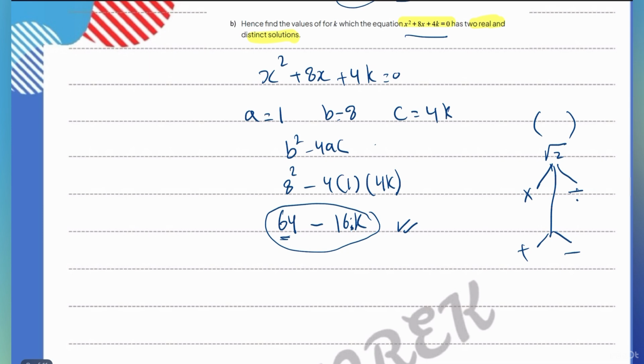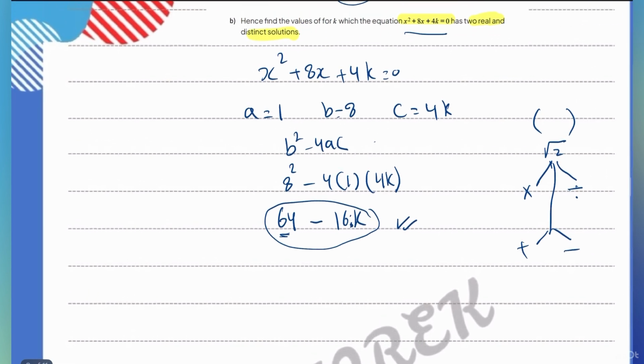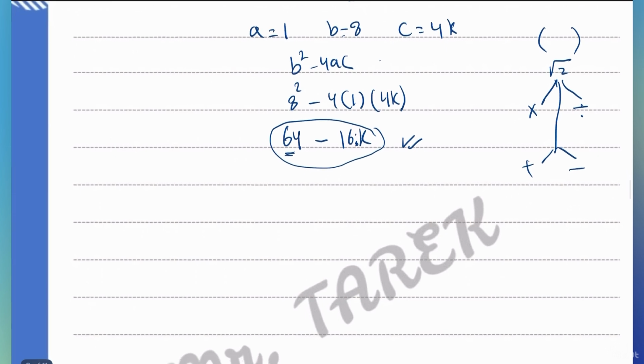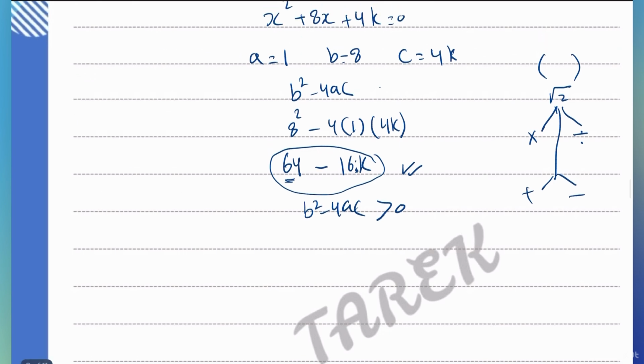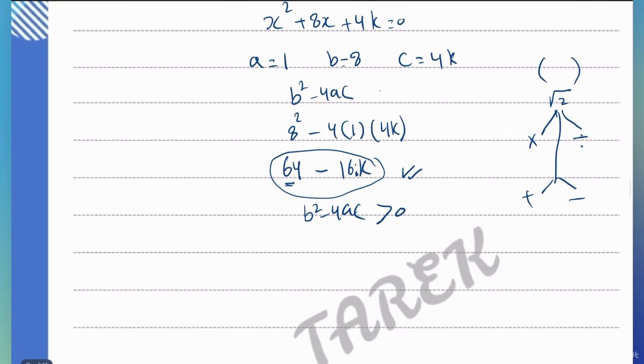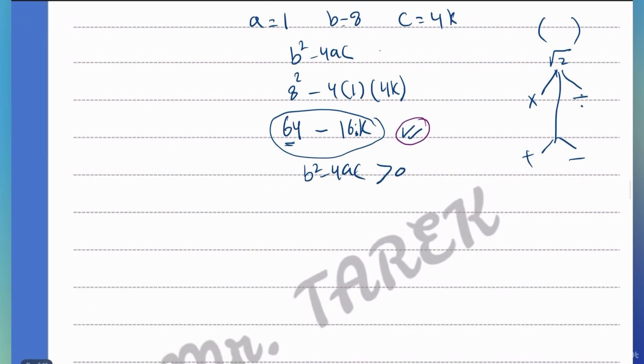Part B: hence find the values of k for which the equation x power 2 plus 8x plus 4k equal to 0 has two real distinct roots. What I mean by two real distinct roots is that the discriminant b power 2 minus 4ac is supposed to be larger than 0. Take care that there is no need to substitute from the beginning or find the discriminant again, because you already found the final expression of the discriminant after you simplified it. So we just write 64 minus 16k larger than 0.